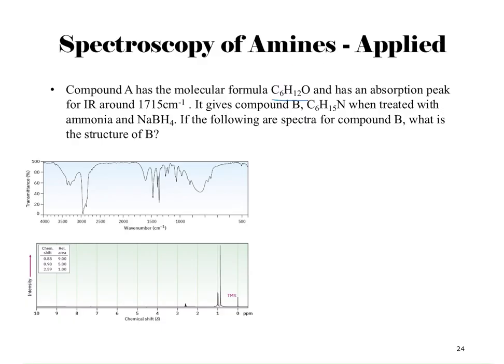If we take a closer look, we see that whatever it's treated with is ammonia and sodium borohydride. If we treat something with ammonia and then sodium borohydride, that's going to be reducing. What are we going to be treating with ammonia? Well, if the first compound A has an absorption peak around 1715, that means that it's most likely an aldehyde or a ketone.